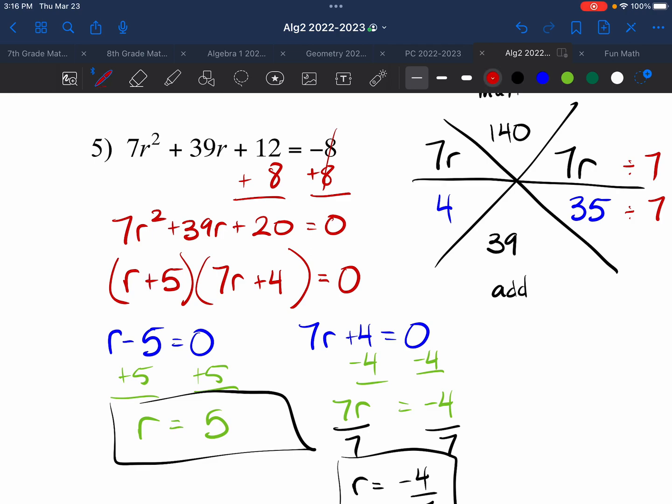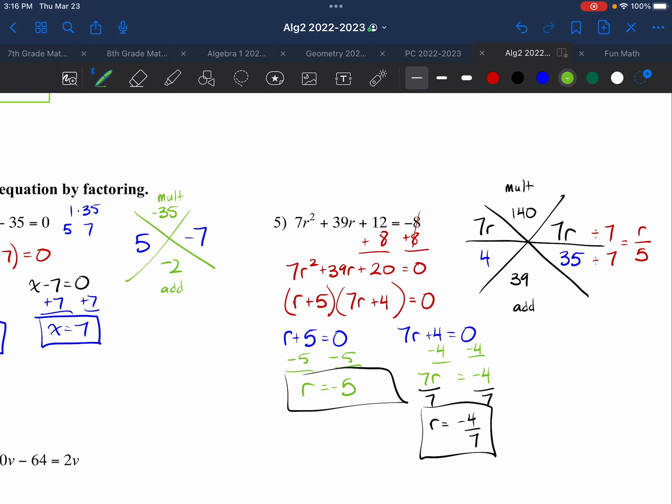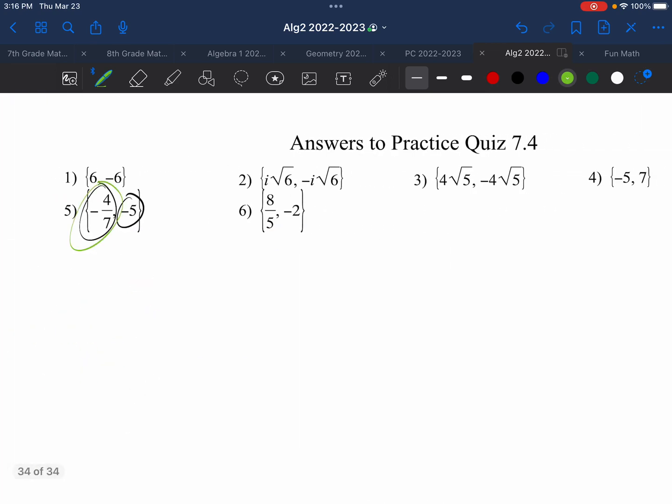It should be a positive 5, which means I am not subtracting 5 here. I would be subtracting 5 here, giving me a negative 5. And now I've got the right answer: negative 5 and negative 4 sevenths. Negative 5, negative 4 sevenths. Hooray, I got it. All right.